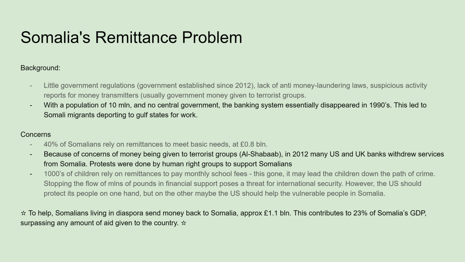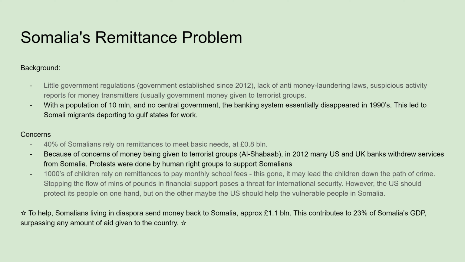So Somalia's remittance problem. Some background. There was little government regulation, with their government being established since 2012. There's a lack of anti-money laundering laws, suspicious activity reports for money transmitters, usually government money given to terrorist groups. With a population of 10 million and no central government, the banking system essentially disappeared in 1990. This led to Somali migrants deporting to Gulf states for work, essentially living now in diaspora.